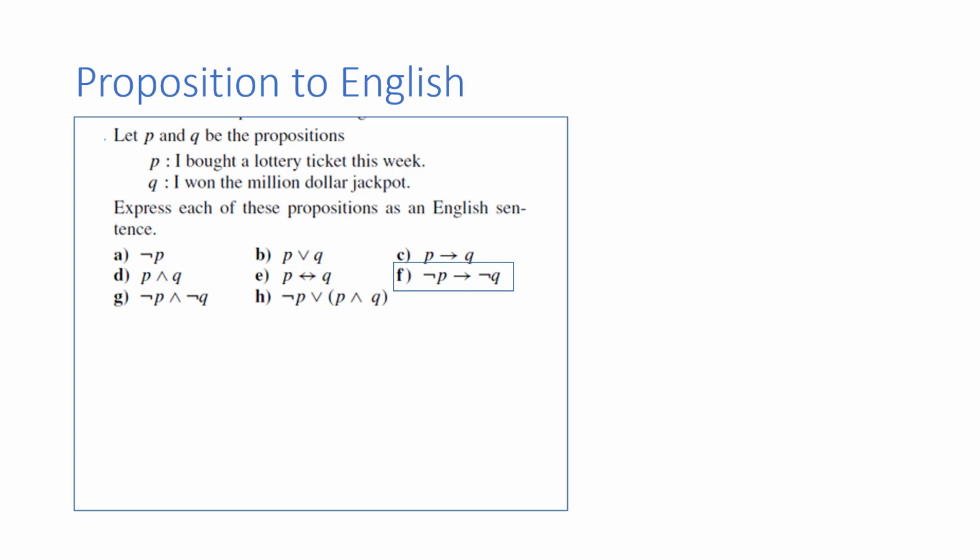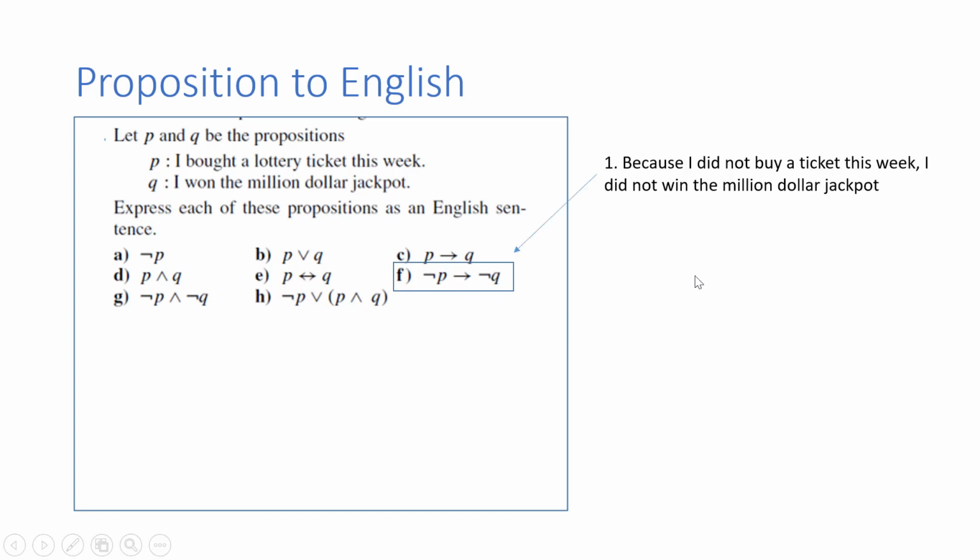So let's take something a little bit different. Not P means I did not buy a lottery ticket this week. That means it causes me not to win the $1 million jackpot. So you could say in English, because I didn't buy a ticket this week, I did not win the $1 million jackpot. Let's take another statement like this. I didn't buy a lottery ticket this week, and I didn't win the $1 million jackpot. So I didn't buy a ticket, and I didn't win the jackpot.